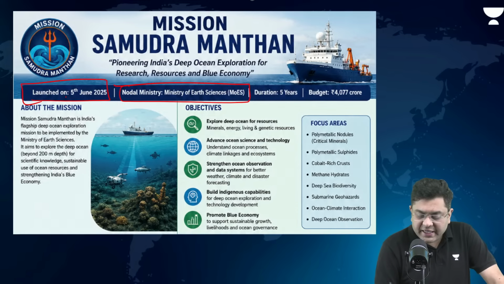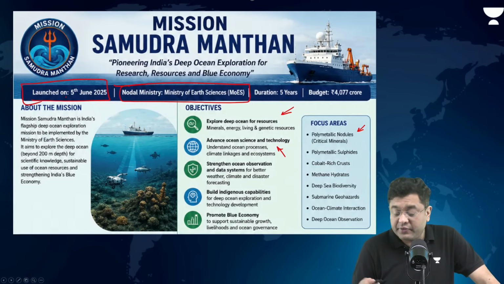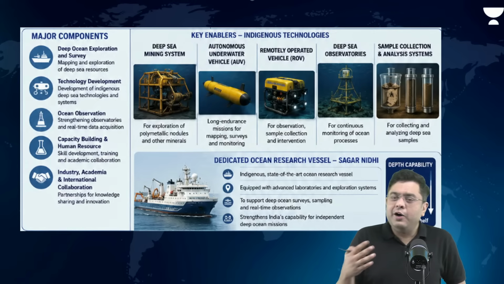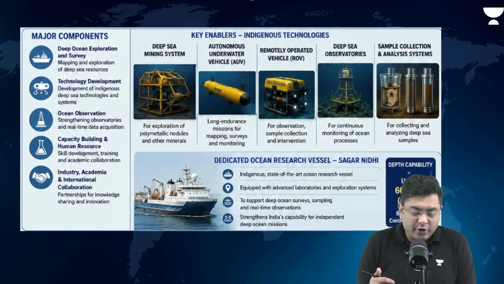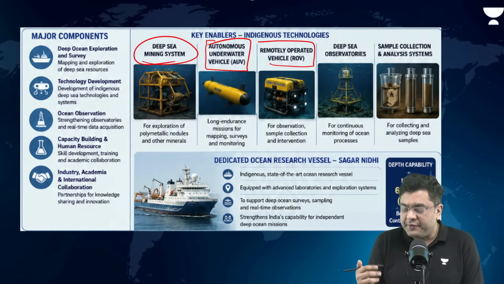So here, objectives: explore deep ocean for resources, advance ocean science and tech, and eventually focus on polymetallic nodules, which can have critical minerals like lithium, cobalt rich crust, methane hydrates, deep sea biodiversity, submarine geohazards, ocean climate interlinkage, even hydrocarbon. Now, for this, India has developed and is developing multiple indigenous technologies as well: deep sea mining system, autonomous underwater vehicle, remotely operated vehicle, deep sea observatories.